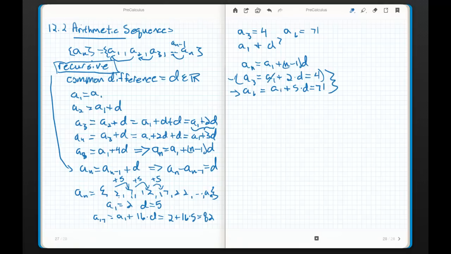My a1s cancel. I end up with 3d, because 5d minus 2d, last I checked, was 3d. Ooh, how fancy. And then what do I end up with? 67. So d equals 67 thirds. Well, once I have d, how hard is it to find a1? Just plug and chug, right?